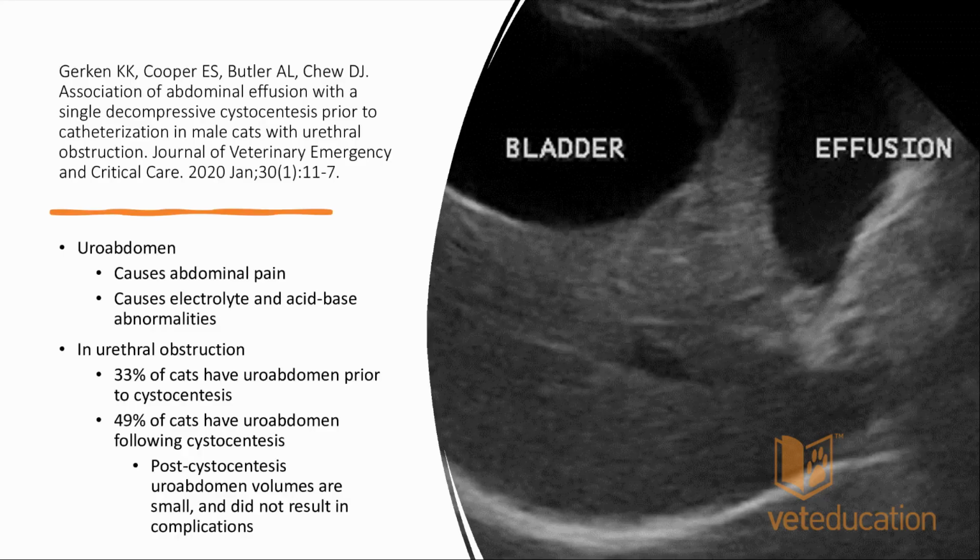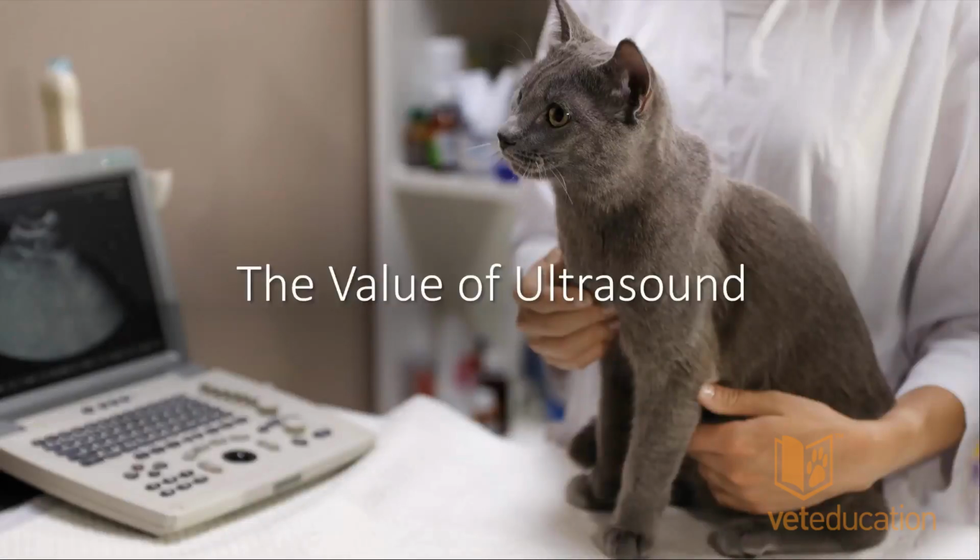So I think the hole probably fairly quickly seals up in most of these patients. But that was the results of this particular study. So that was quite interesting and quite informative.